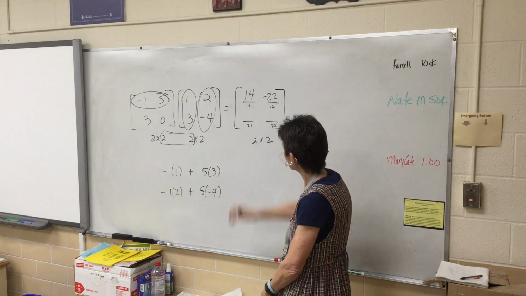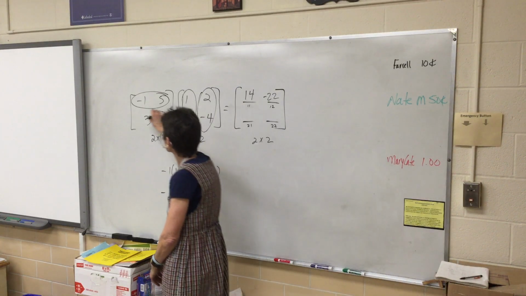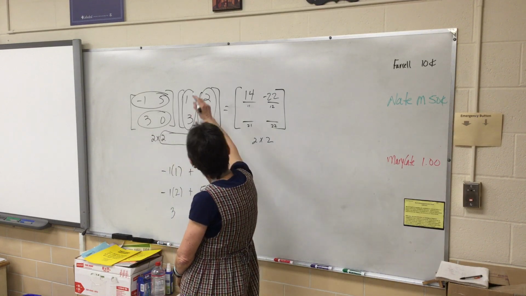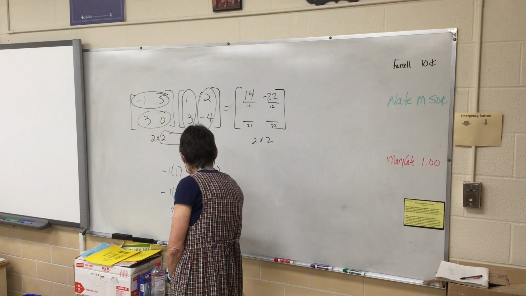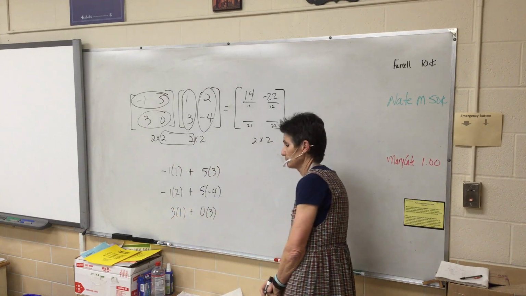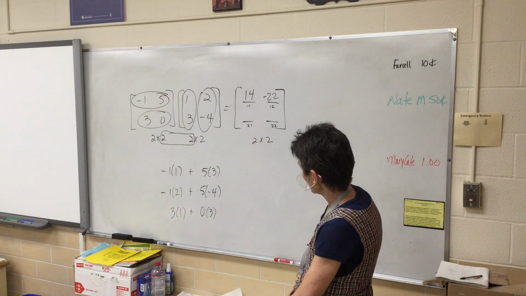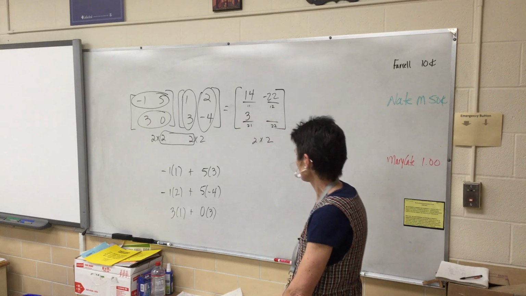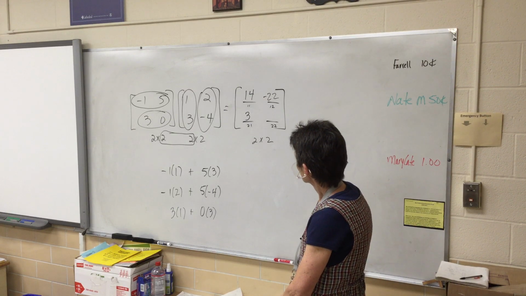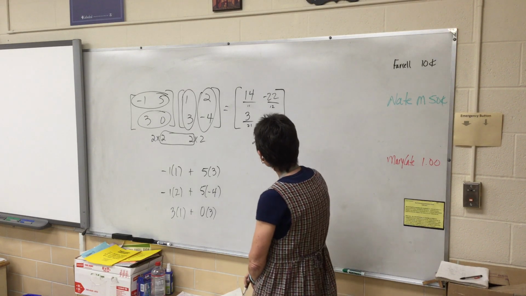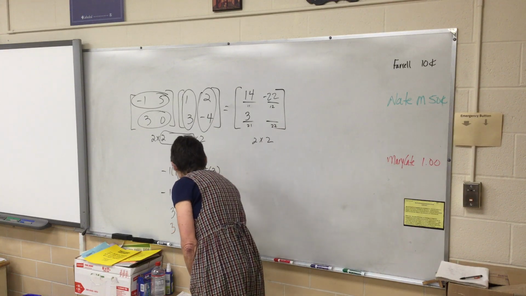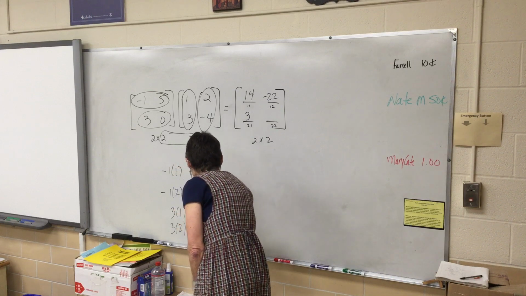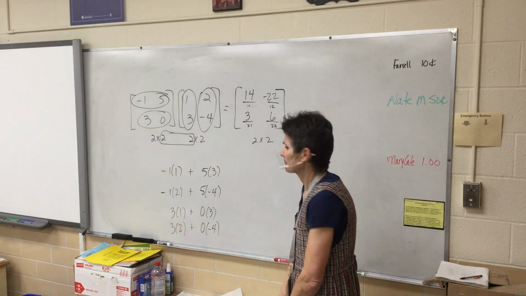All right, now moving on. Second row. So 3, 0, and first column, 1, 3. So that's 3. Oh, is it 3? Yeah, 3. 0. And then the last will be 3, 0 times 2, -4. I think that one's a 6. Oh, yeah.